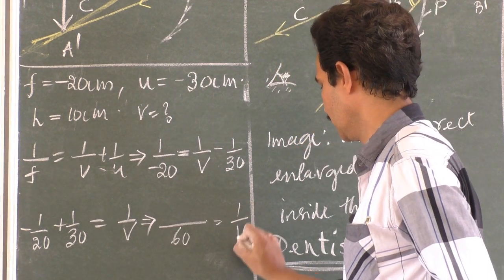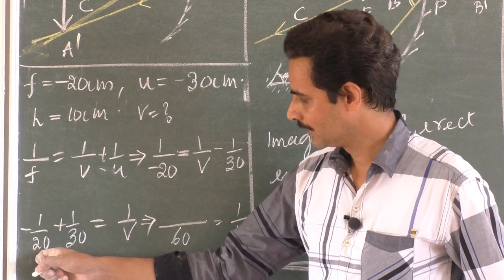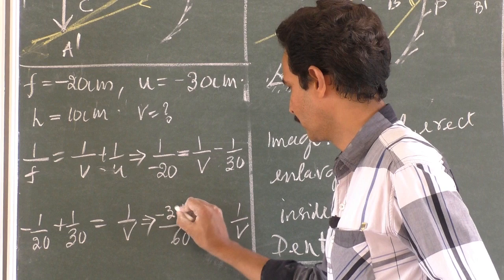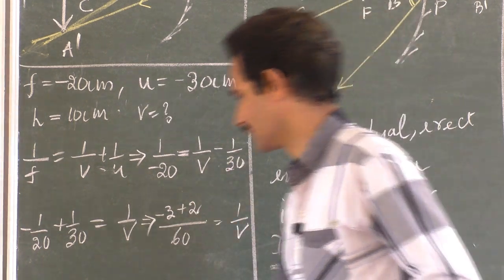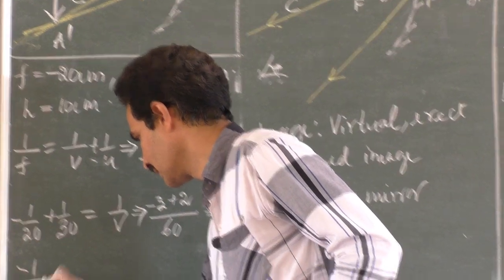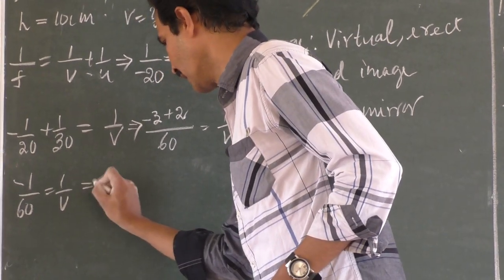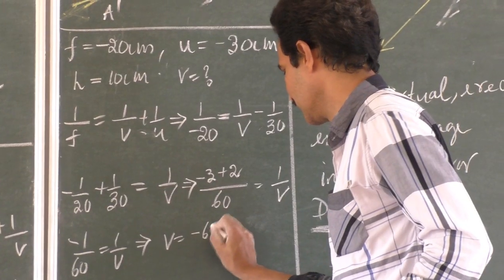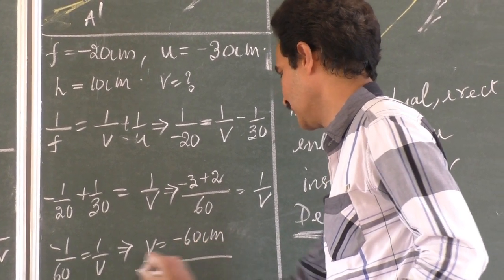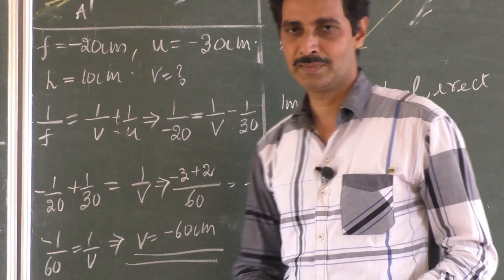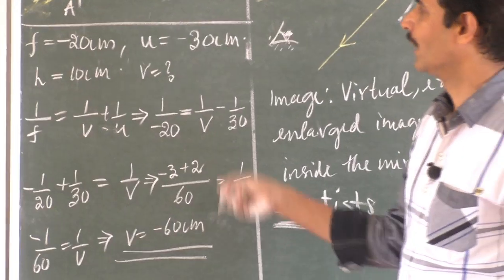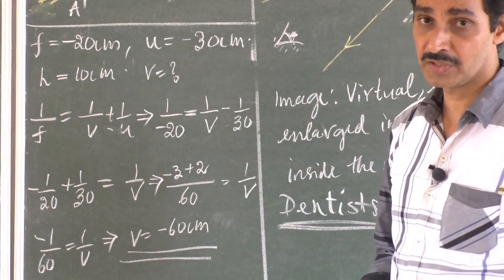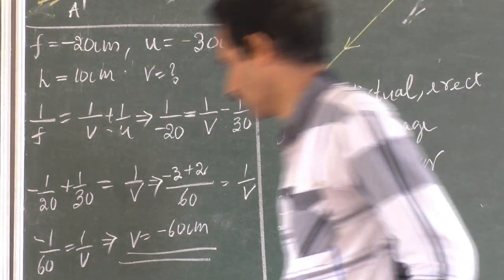Equal to 1 by V. 60: 3 times minus 3, 2 times plus 2, so minus 1 by 60. So minus 1 by 60 is 1 by V, which implies V is equal to minus 60 centimeters. Everything is in centimeters. It is minus 60 centimeters, and 60 is definitely far away. And how much magnified is it? Anything away from C should be magnified.